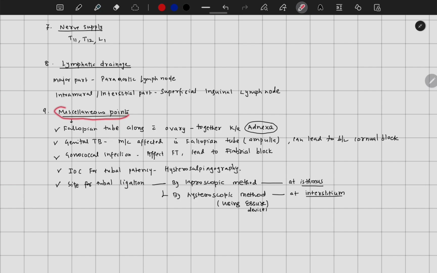Some miscellaneous points about the fallopian tube: the fallopian tube along with the ovary is known as the adnexa. Genital TB most commonly affects the fallopian tube, the ampulla, and it can lead to bilateral cornual block. Gonococcal infection also affects the fallopian tube and leads to fimbrial block. The investigation of choice for tubal patency is hysterosalpingography, to know whether the tube is patent or not. The site for tubal ligation, as we have studied earlier, is the isthmus by the laparoscopic method, and if we are doing a hysteroscopic method, then at the interstitium by a device known as Essure.